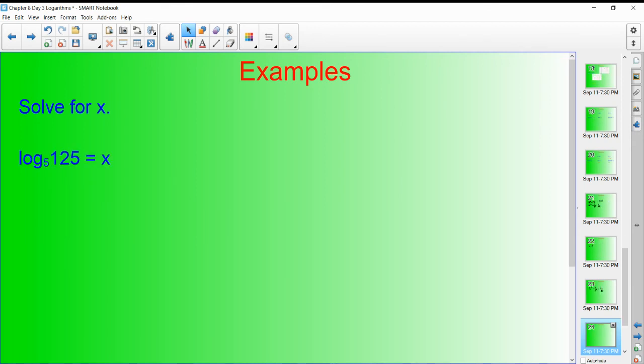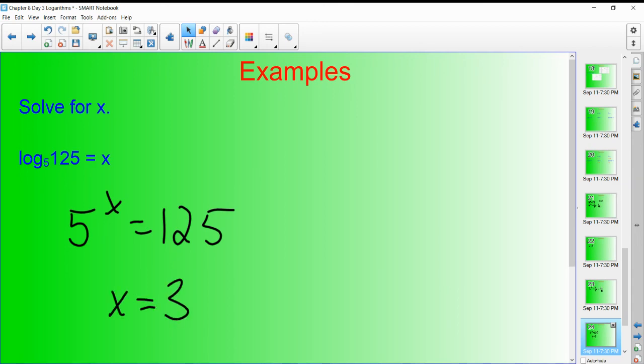This one, now I get a logarithm problem. I don't want a logarithm problem. So I'm going to convert this to an exponential. 5 to the x equals 125. How many 5s do I need to multiply to make 125? 3. 5 times 5 times 5 is 125. Hopefully we know that. If not, it's okay. But I converted to an exponential first, and I know how to get the value of x.